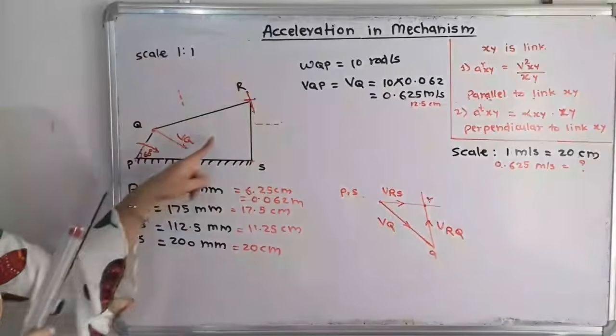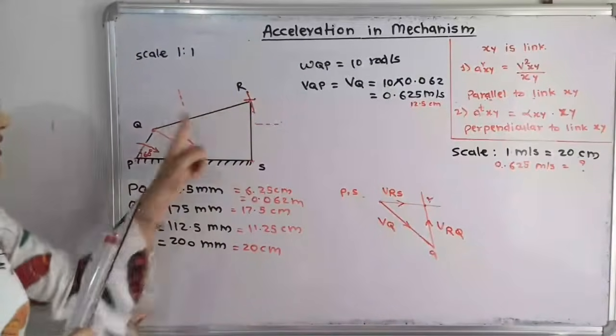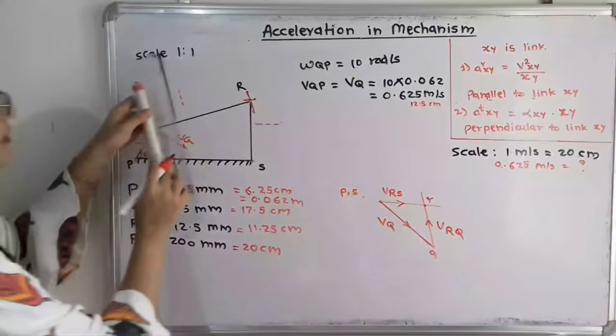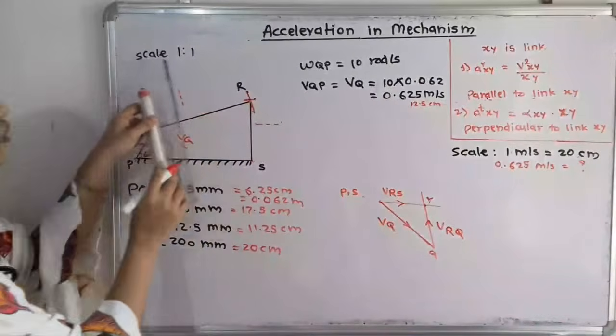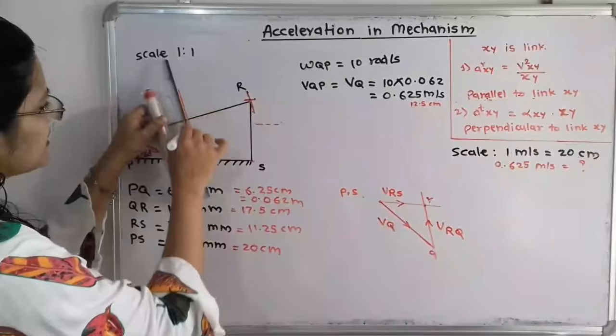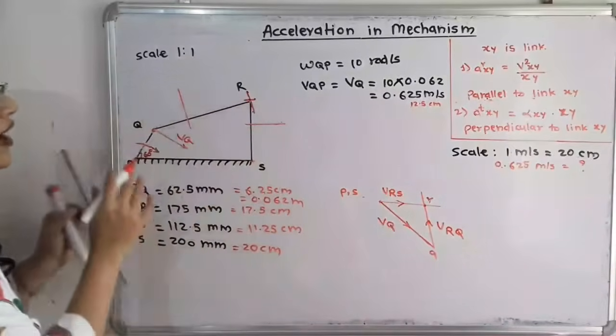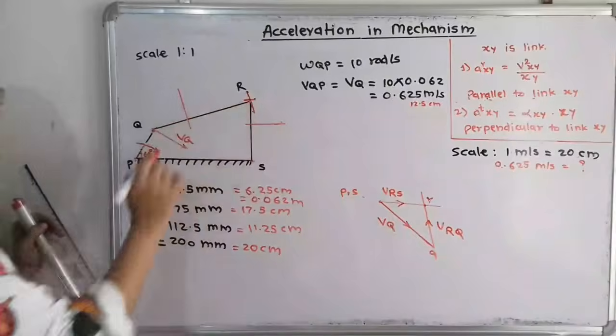Now I will show here the velocity in this space diagram. So how to show? This is always a perpendicular line. So this is the construction line, so I will extend this line. In the same way, this is also a perpendicular line. So how to show for this line QR, that is the velocity.